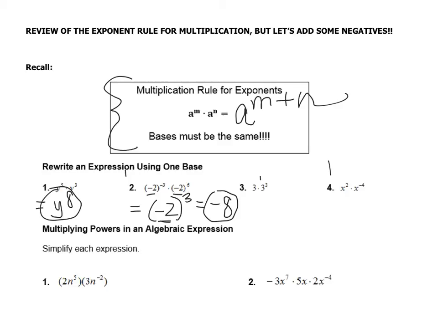3 to the 1st times 3 to the 3rd, the base stays the same. You get 3 to the 4th. Again, you don't multiply 3 times 3 because 3's are not coefficients in this problem. They're acting as bases. In number 4, you have a like base of x, and you're going to add those exponents. 2 minus 4 is -2. To make that a positive exponent, it's got to come down below. 1 over x squared would be your final answer there.